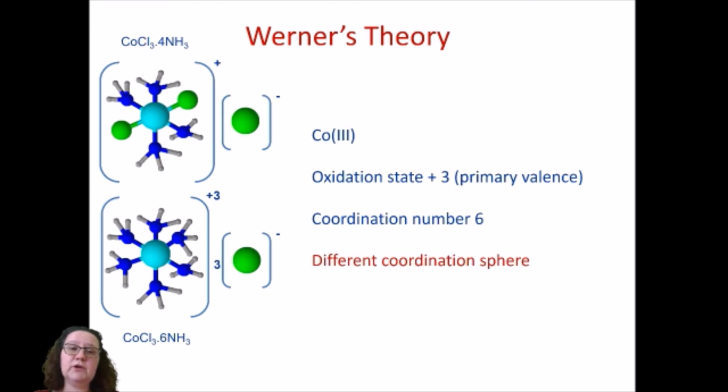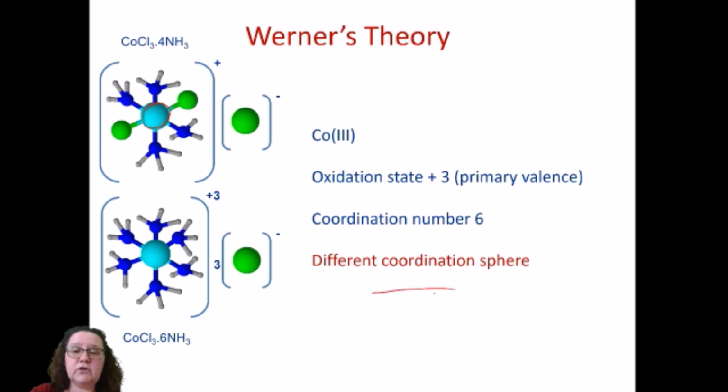If you look at the example in the slide, you have here 2 compounds of cobalt with chlorine and ammonia. The oxidation state, the primary valence of cobalt, is the same in both. This is cobalt 3+. The oxidation state is the same, and the coordination number is the same. The number of atoms bonded to that central cobalt, in both cases, is 6. There are 6 atoms directly bonded to the metal ion. So both the oxidation state and the coordination number are the same.